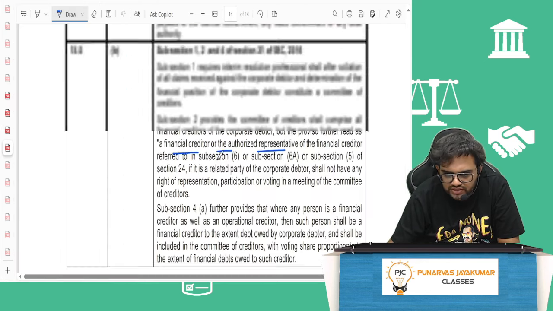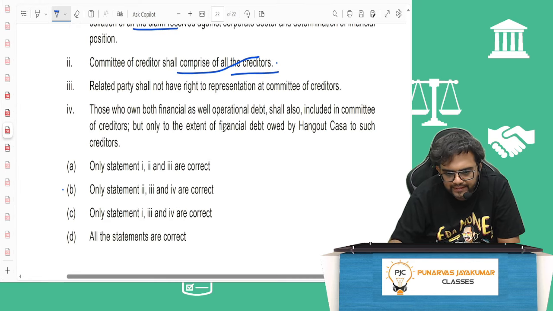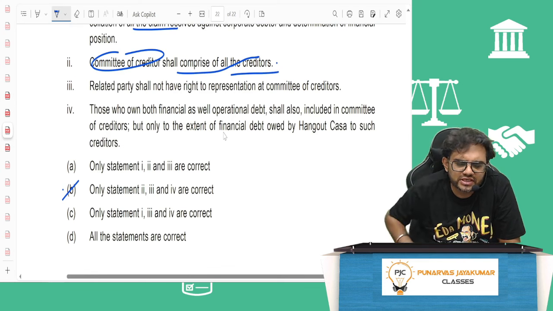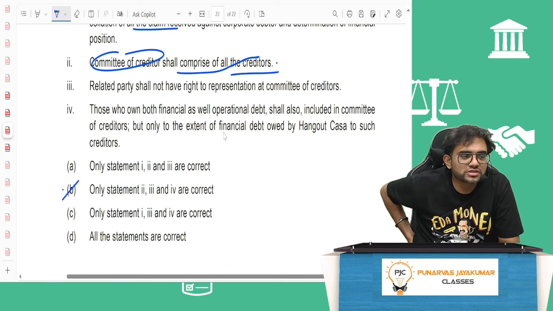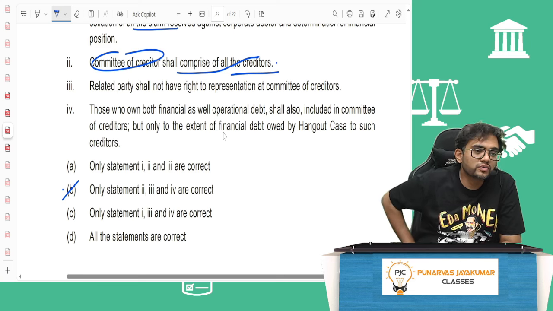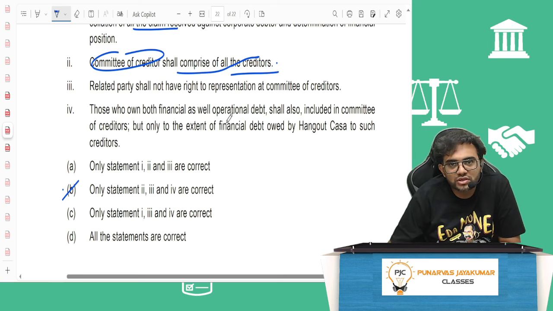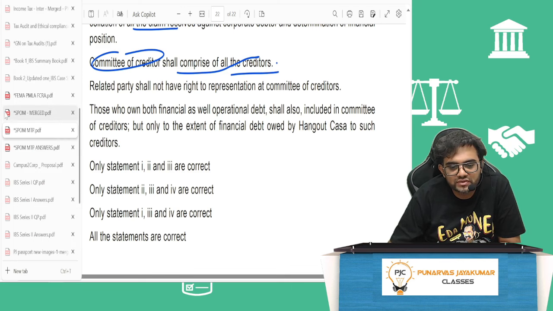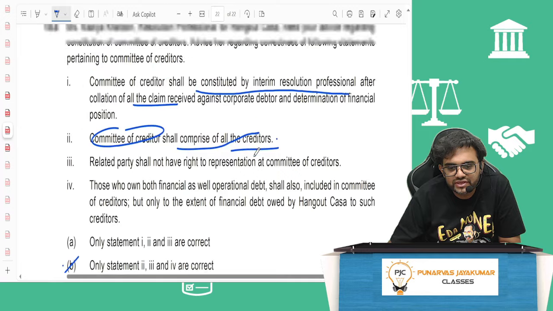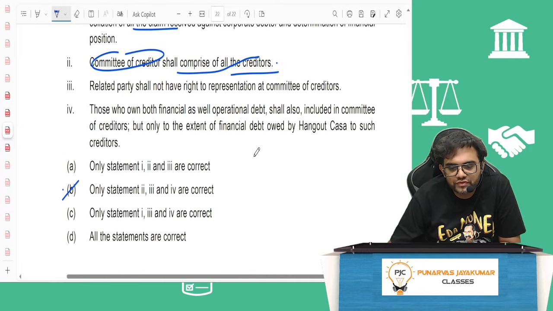So what have they given the answer as? Option B. As I told you, the COC generally shall comprise all the creditors. Generally, it has only financial creditors, but of course, operational creditors also have a right to vote. They can sit provided they have more than 10% of the total debt. That is also one dialogue which is there. That is the reason why they have given it there. And third one, related parties shall not have a right of representation. Of course, they cannot. They are not allowed in the COC.